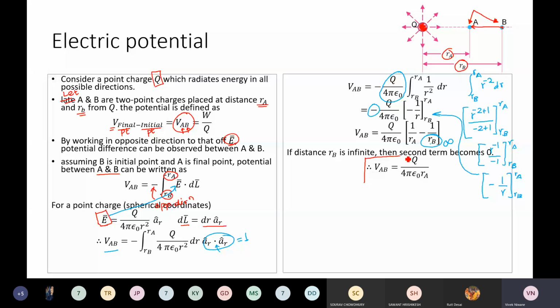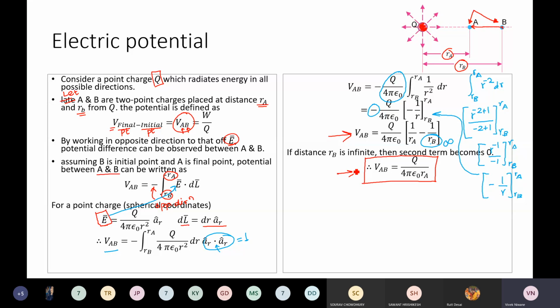This is an expression for electric potential which is a straightforward expression. They ask in theory, and depending on this formula as well as this formula we have to solve numericals as well. So this is about the electric potential.